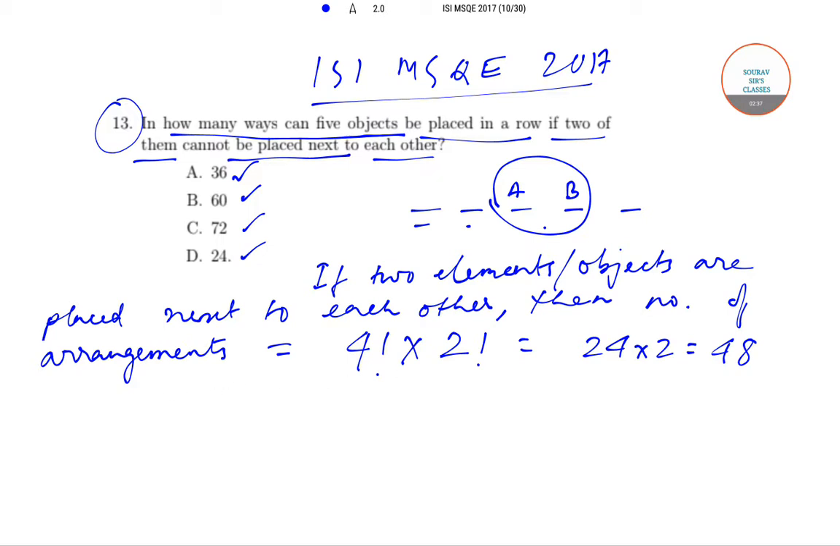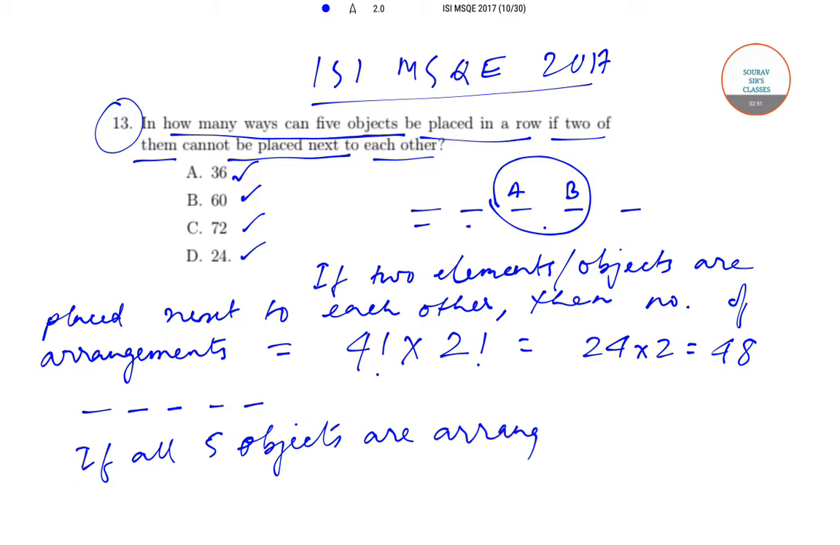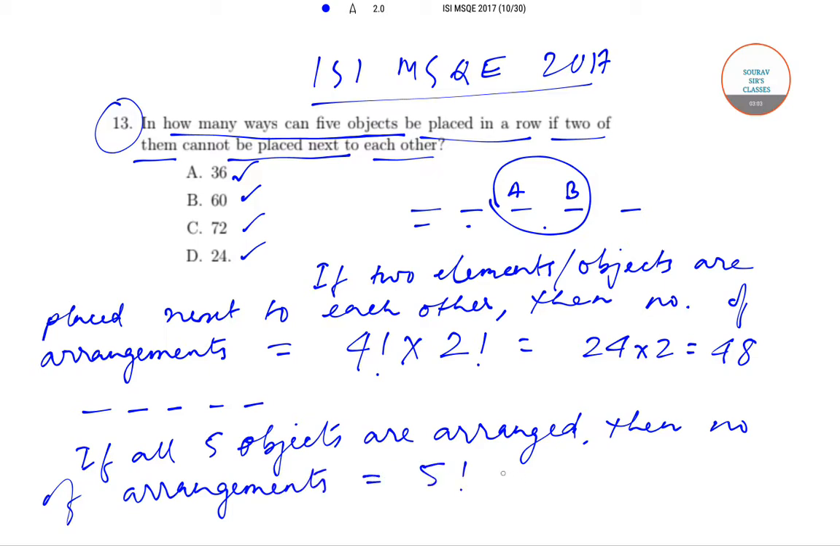And if we are considering all the 5 elements, if all 5 objects are arranged, then the number of arrangements will be equal to 5 factorial, which is equal to 120.